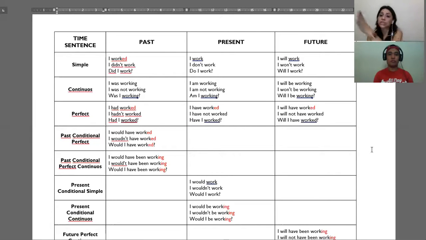Remember: go, went, gone. Eat, ate, eaten. So you say, I have eaten so much I felt sick. So I have the auxiliary "have" or "has," plus the next verb that is going to be in the past participle.